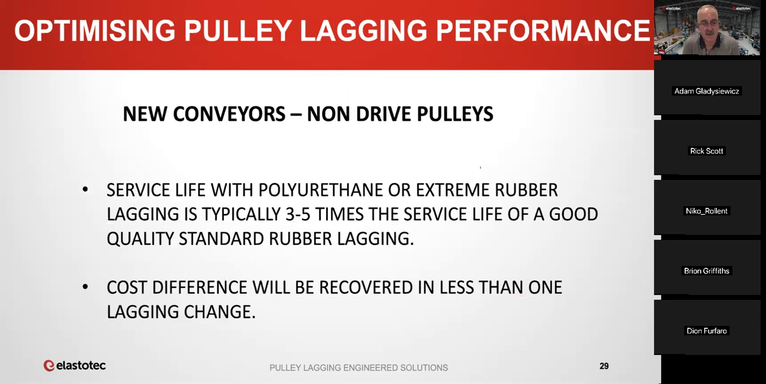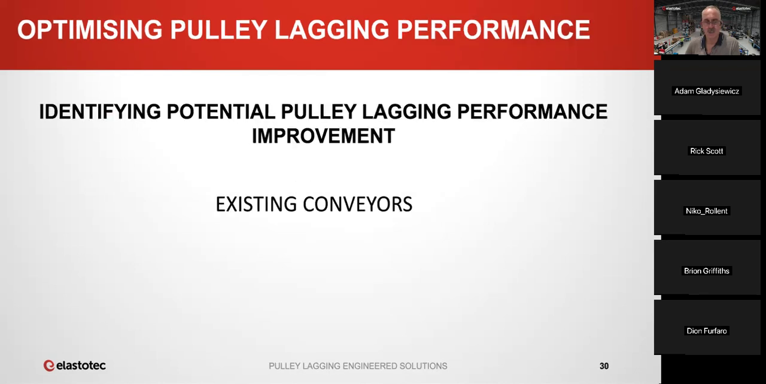So just in summary, if you were to use polyurethane or extreme rubber on these non-drive pulleys, typically the service life would be expected to be 3 to 5 times that of standard rubber. And although they are more expensive than standard rubber, that cost is very quickly recovered. So we've covered most of the stuff on new conveyors. Let's have a quick look at performance improvement on existing conveyors.